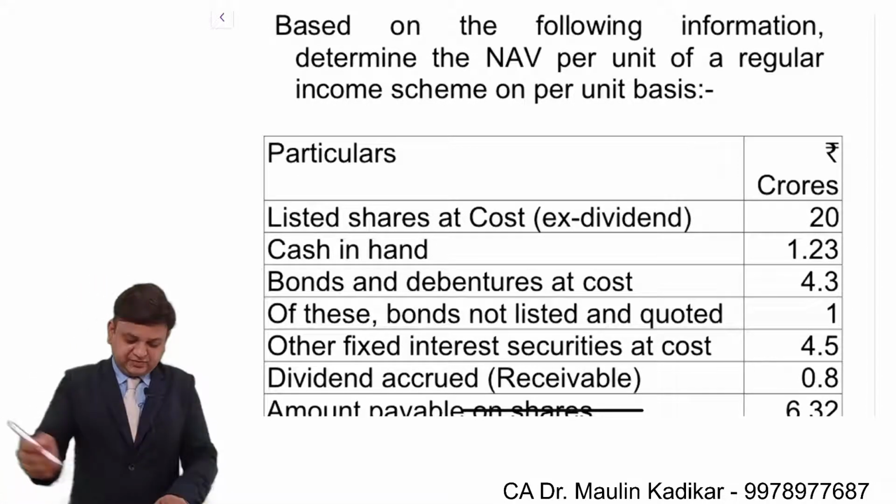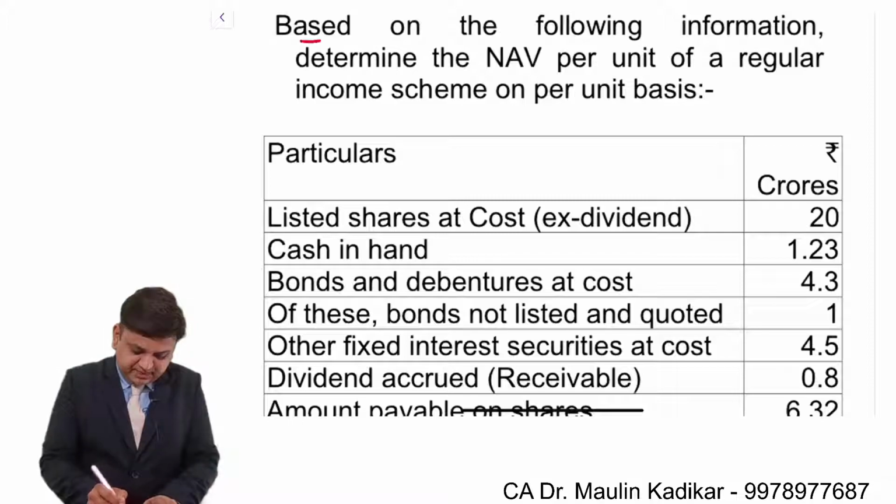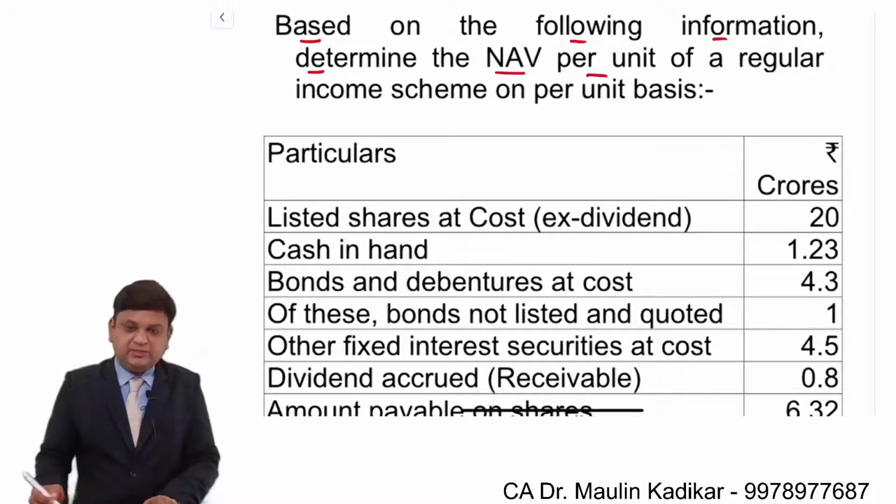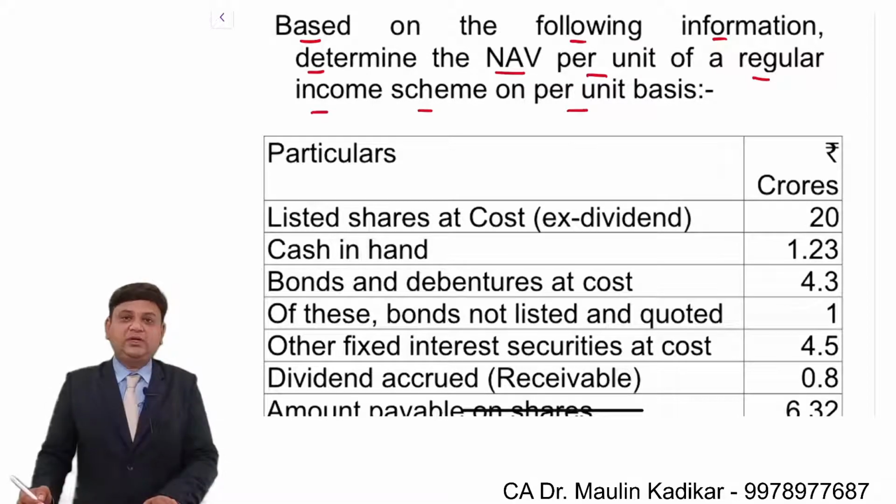Let us see our next question, friends. Based on the following information, determine the net asset value per unit of a regular income scheme on a per unit basis.